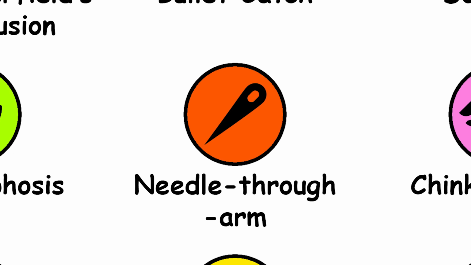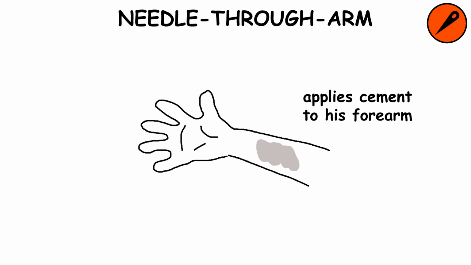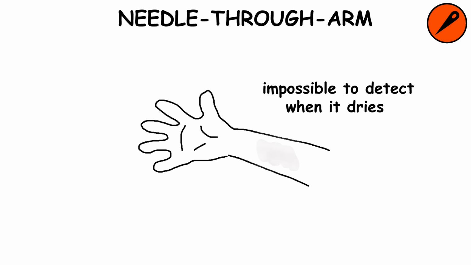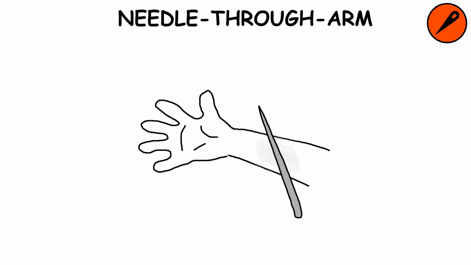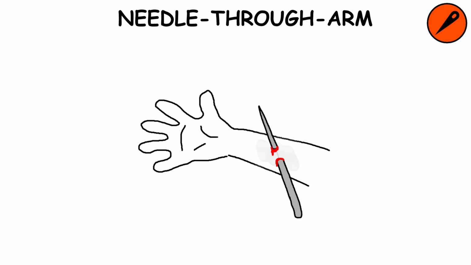Needle through arm. The magician pushes a big needle through his arm. Before the trick, the magician applies cement to his forearm, which is impossible to detect when it dries. He then performs the trick and quickly pinches his skin around the needle, and the cement causes the skin to stick to itself, making it seem like the needle is inside the skin. The needle has fake blood, making it seem even more real.